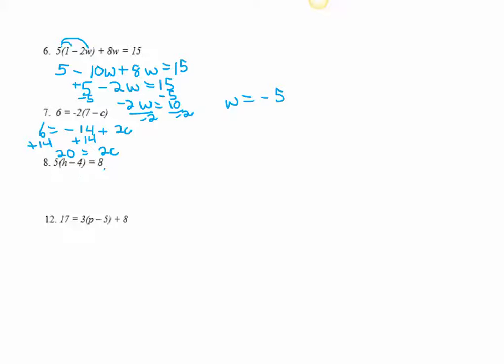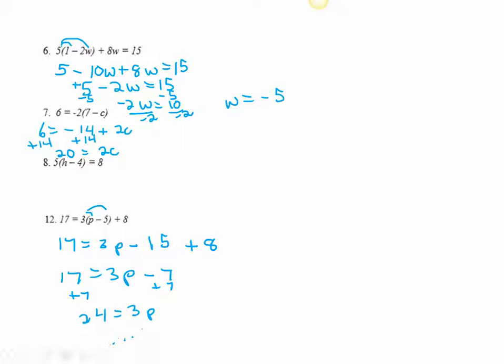Number 8, I think we won't do right now. Number 12, let's see what we get for this one. First step is to check and see if we can do the distributive property. 3p minus 3 times 5 is 15, plus 8. Now in this one, there are some like terms to combine. This minus 15 plus 8. Minus 15 plus 8 would be a minus 7. Then we will add 7 to both sides, and you'll be able to finish it from here. Dot, dot, dot. Finish that up.